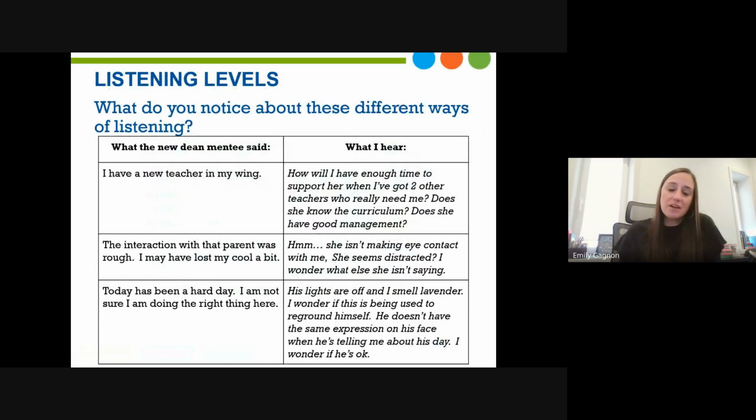So we're going to start by building some knowledge around the different types of listening first. So right now, take a moment to look through the chart. And as you're looking through this chart and these different scenarios, think about what you notice about these different types of listening when comparing each of these "what I hear" scenarios. So take a couple minutes to read through this and then think about that question there at the top of the screen.